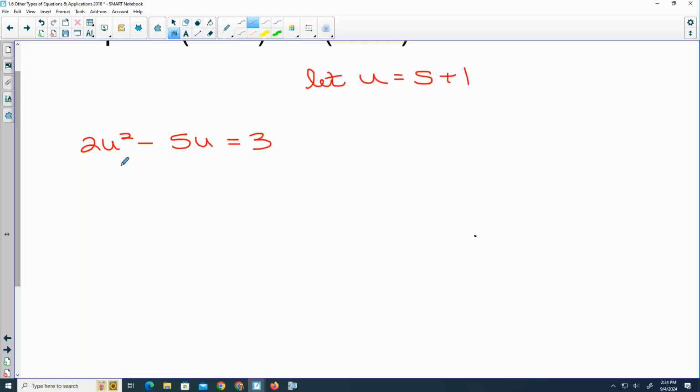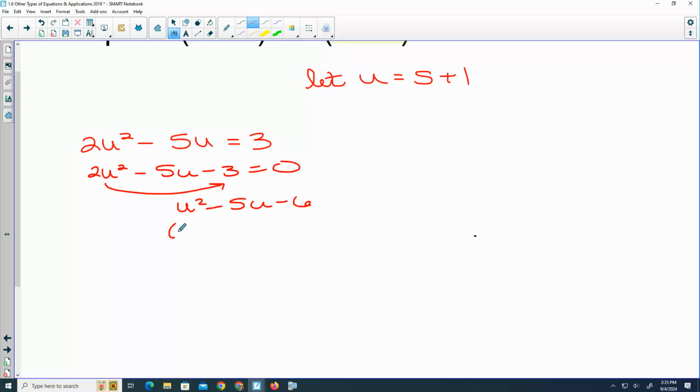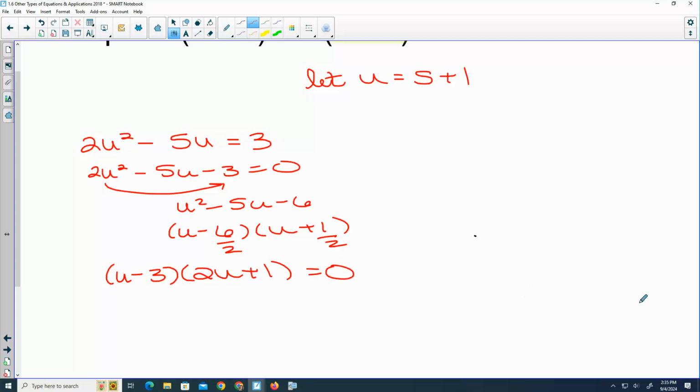Okay, you would bring over the 3 and flip inside. So u squared minus 5u minus 6, that would factor into u minus 6 and u plus 1, and then what do we have to do? u minus 3, 2u plus 1 equals 0.